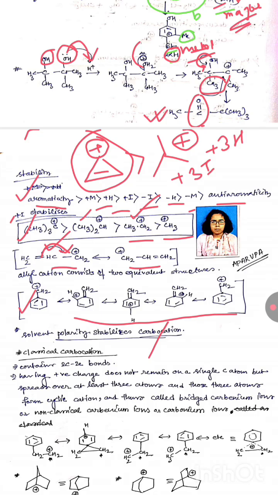Last one, classical carbocation contains two-center 2-electron bond. Having positive charge does not remain on a single carbon atom but spread over at least 3 atoms, and those 3 atoms form a cyclic cation, thus called bridged carbocation. तो ब्रिज कार्बोकैटायन में देयर मस्ट बी 3 सेंटर तक जाता है। 2 सेंटर 2 इलेक्ट्रॉन होता है जब, तब उसको हम बोलते हैं क्लासिकल कार्बोकैटायन। पर जब भी 3 सेंटर हो जाता है उसको हम क्लासिकल कार्बोकैटायन नहीं बोलते, हम उसको नॉन क्लासिकल कार्बोकैटायन बोलते हैं। और नॉन क्लासिकल कार्बोकैटायन जब ब्रिज हेड में रहता है उसको हम बोलते हैं ब्रिज हेड कार्बोनियम। ओके, so there must be other examples also there at the bottom of the page.